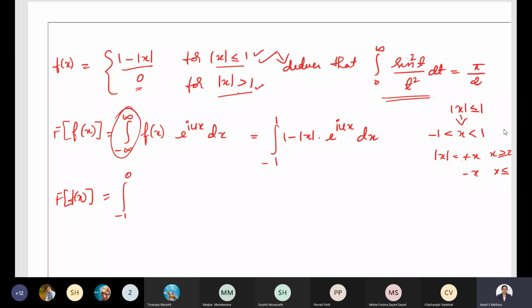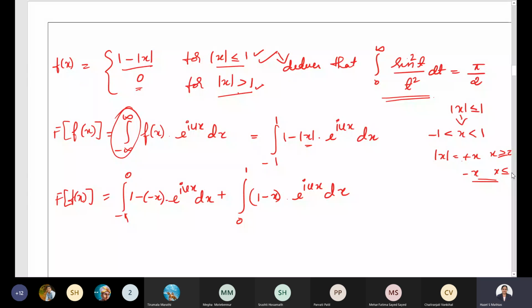So when I split this minus 1 to plus 1 into two parts, the first one is minus 1 to 0, the second one is 0 to plus 1. First case, when it is minus 1 to 0, we will have all the values which are less than or equal to 0. So when x is less than or equal to 0, mod x value is minus x. So we will have 1 minus (minus x), into e power iux dx. Similarly, when x is greater than or equal to 0, the values will be lying between 0 to 1. So mod x will be plus x. So we will have 1 minus x into e power iux dx.